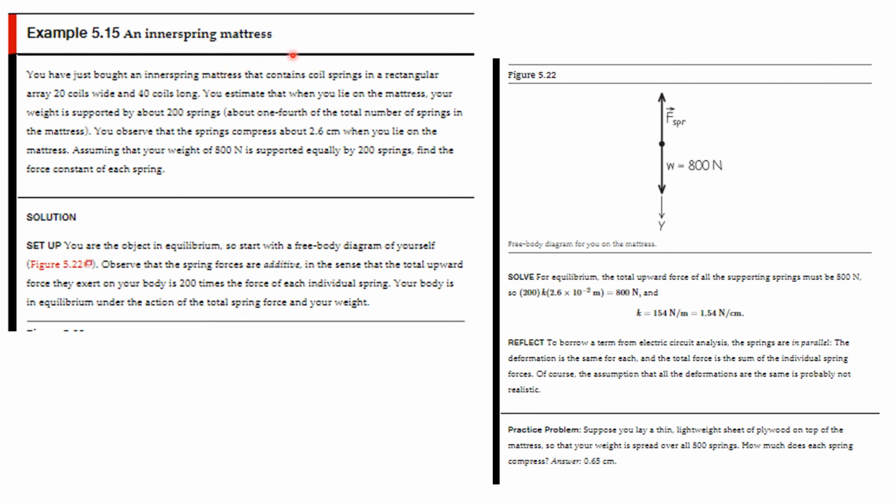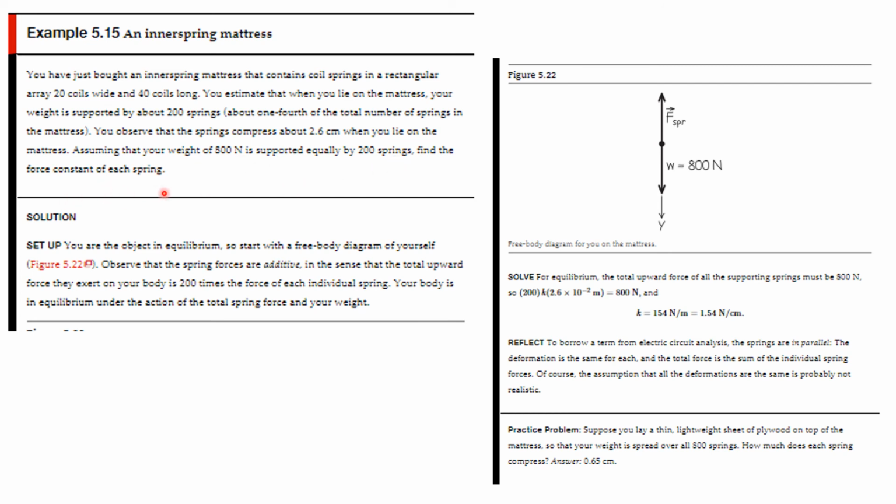Also, many mattresses have inner springs. So if you just bought an innerspring mattress that contains coil springs in a rectangular array, 20 coils wide and 40 coils long, you estimate that when you lie on the mattress, your weight is supported by about 200 springs, about 1/4 of the total number of springs. You observe that the springs compress about 2.6 centimeters when you lie down, and assume that your weight, 800 newtons, is supported equally by the 200 springs.